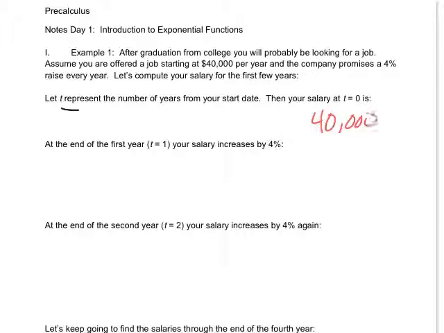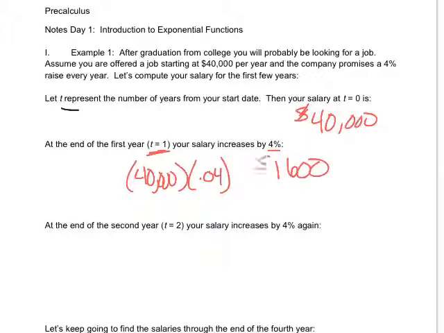So you work the first year, making $40,000. At the end of the first year, we're going to make that T equals 1. They give you that 4% raise. So to calculate that, you just take the 40,000, and if I want to calculate just the raise part of it, you're going to multiply by 0.04, and so you get a $1,600 raise, making your new salary $41,600.